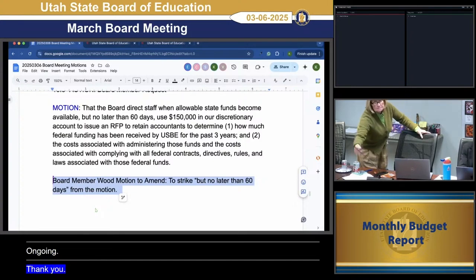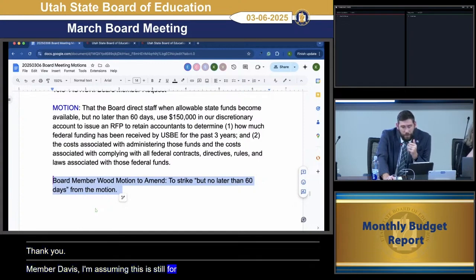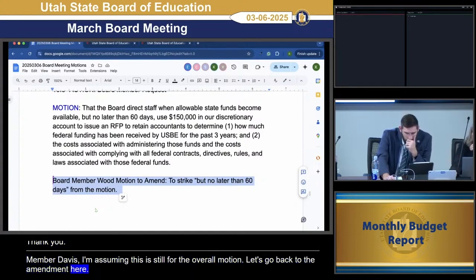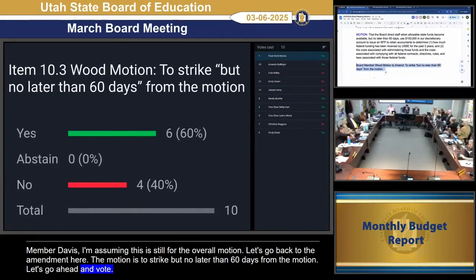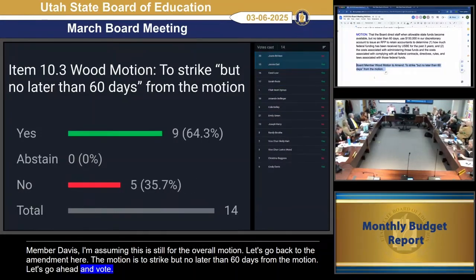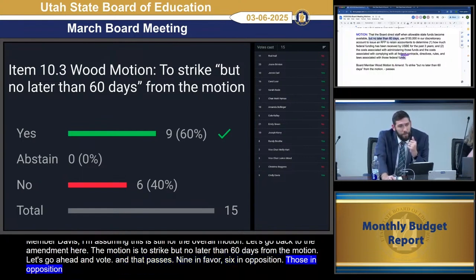And Member Davis, I'm assuming this is still for the overall motion. So let's go back to the amendment here. The motion then is to strike but no later than 60 days from the motion. Let's go ahead and vote. And that passes 9 in favor, 6 in opposition. Those in opposition are Member Hall, Member Brenton, Member Kelly, Member Green, Member Carey, Member Bogus. Back to the underlying motion. Member Davis.